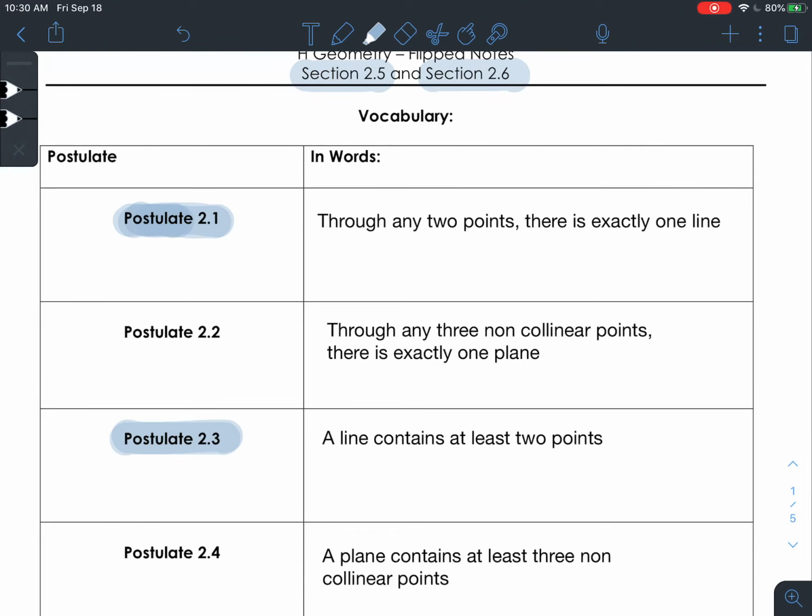If you look at postulate 2.1, it says through any 2 points, there is exactly one line. Now, compare that to postulate 2.3, which says a line contains at least 2 points. So they kind of sound the same, right? But they're not, because it's all about what we're given and then our conclusion from that, okay?